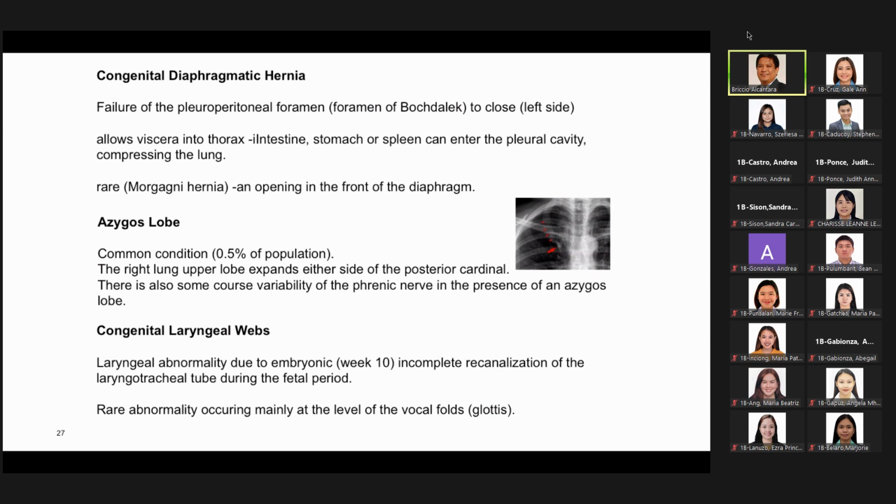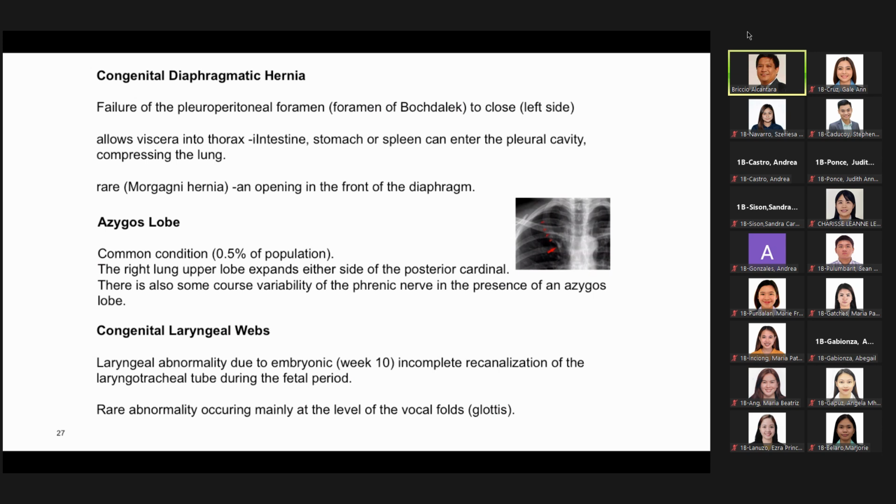So of those two openings, class, you have one on the left side and one at the front of the diaphragm. This is more common on the left side, which is the foramen of Bochdalek, class, which will allow viscera like your intestine, the stomach, or the spleen to enter into the pleural cavity and then will compress the lungs, class.